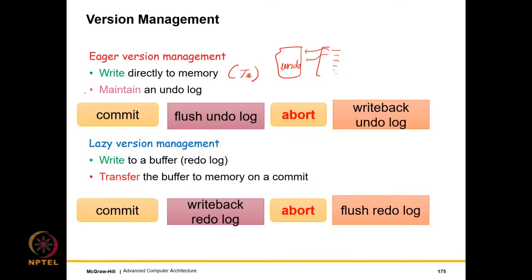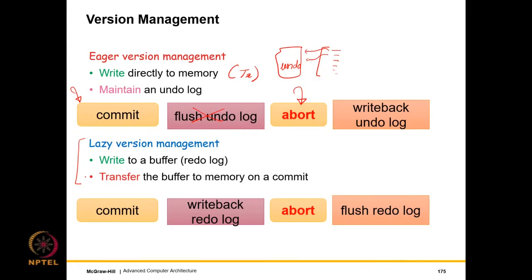So what is it that we do? If we commit the transaction, then of course, since all the writes have been written to memory, nothing needs to be done. We just flush the undo log. But in the case of eager version management with an undo log, commits are fast. If we abort for any reason, then there is a need to read in the undo log once again and write back the undo log to repair the state. Since you want that none of the writes are visible, there is a need for state repair.